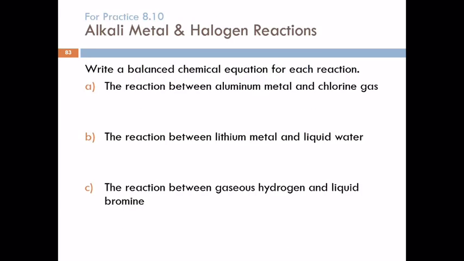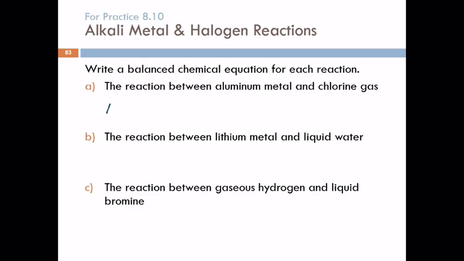Okay, so let's write some balanced chemical equations for each reaction. These are the sorts of problems I always hated as a student, because they just seem so general. The reaction between aluminum metal and chlorine gas. So we just said that metals and halogens react to form metal halides. So that's what's going to happen here.